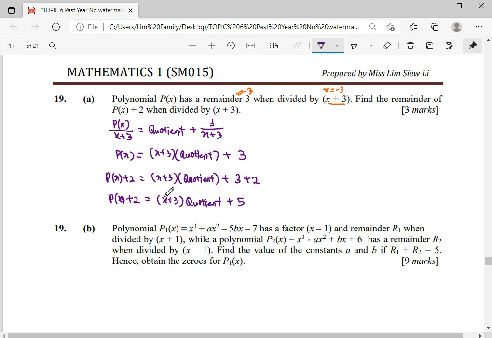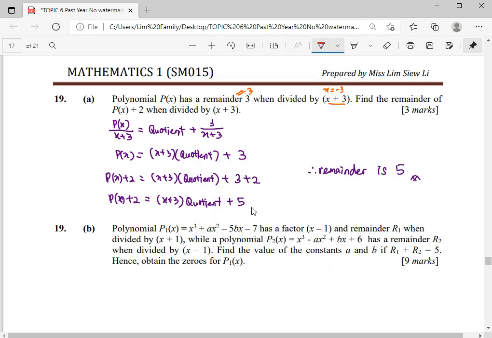The division is still the same, x plus 3. And then what's the remainder? Find the remainder. What's the remainder? So this is the remainder part, so we can read it out from here. The remainder for this division will equal the value of 5.